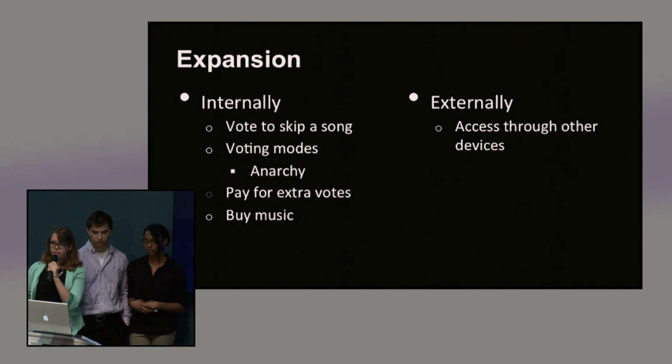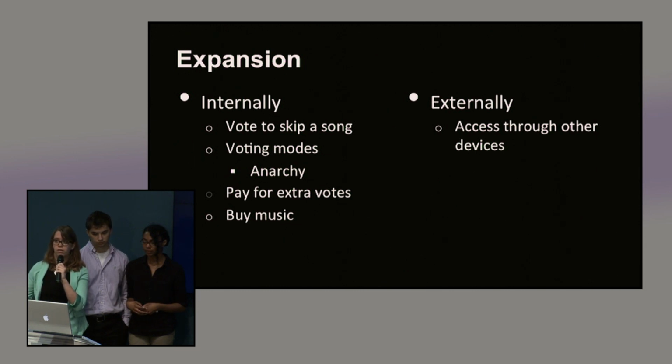And for expansion, after this app hopefully takes off, internally, we would like to allow users to vote to skip a song. And we would also like to establish voting modes. Currently, the voting mode that we just showed you would be democracy, but we would like to establish a voting mode that would be called anarchy, which means the first person who votes on the first song gets it and it gets played. And then to make some more money, we've also thought about having users pay for extra votes so they can vote for more than one song at a time.